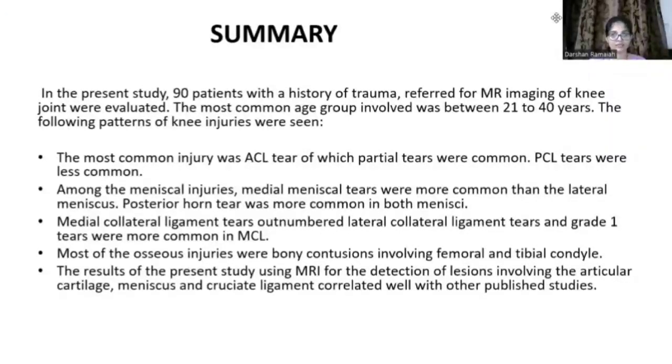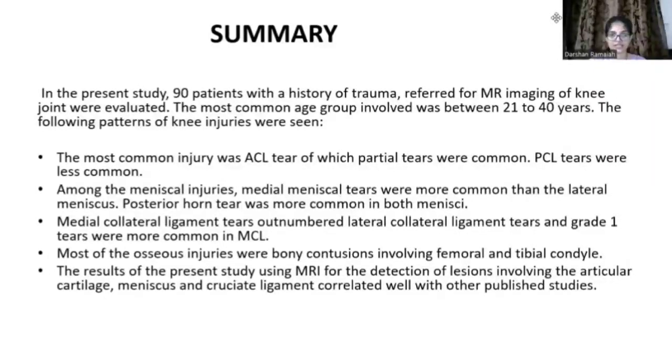Among the meniscal injuries, the medial meniscal tear was more common than the lateral meniscus. Among them, the posterior horn tear was more common in both menisci. The medial collateral ligament tears outnumbered the lateral collateral ligament tears, and grade 1 tears were more common in MCL tears. The most common osseous injuries were the bony contusions, which included the femoral and the tibial condyles.